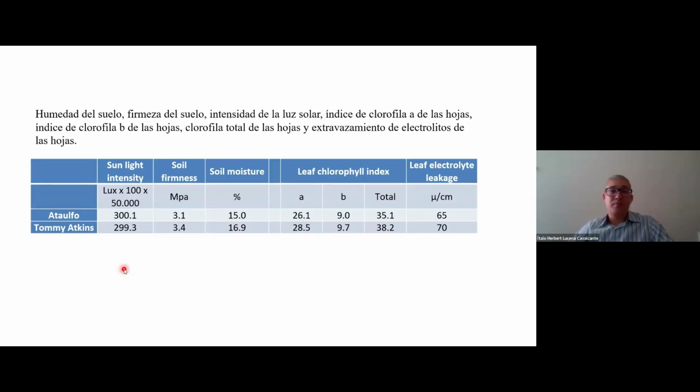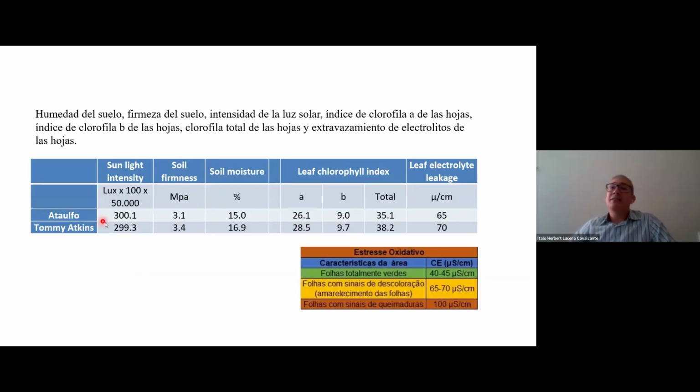Now, soil moisture is another consideration. We see that light intensity was not extremely high, and I'm going to just say that this is a general standard measurement that we see. Soil firmness was 3.4 for Tommy. This soil was not really compacted, but we need to really be mindful of that soil. I use equipment that's portable, it's small, it's more practical, but it's got a top limit of 5. So it was averaging out at these numbers.